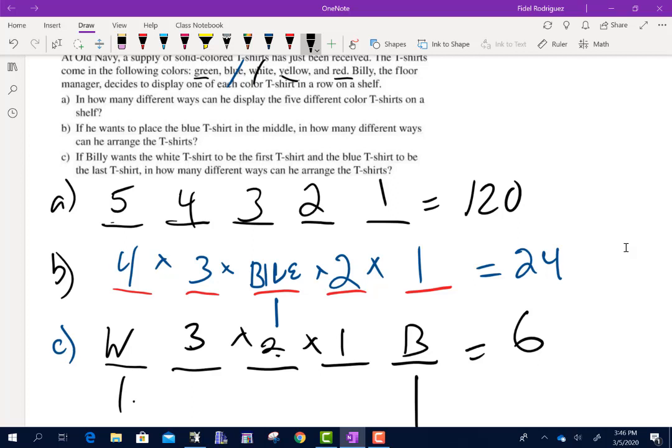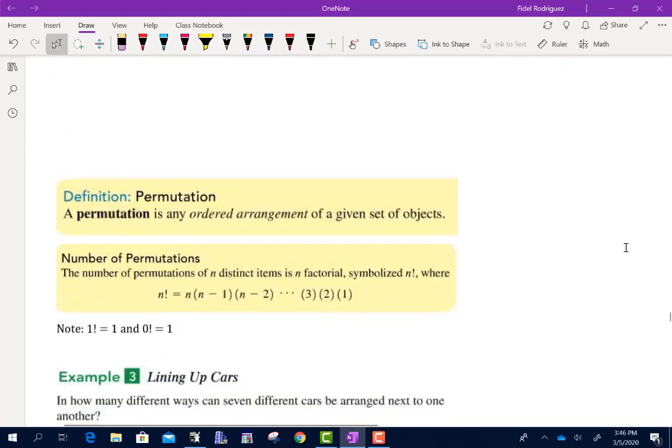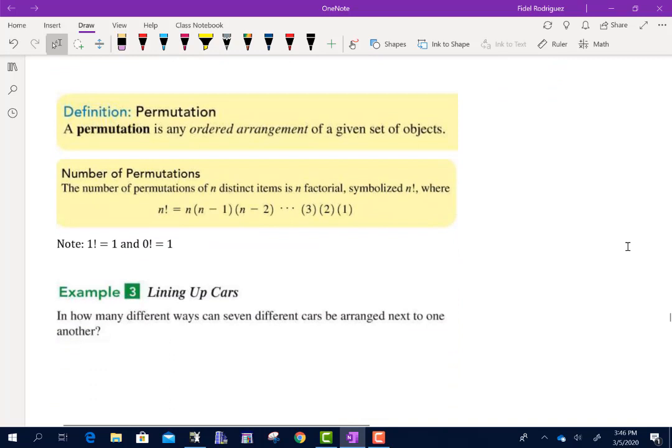Again, we're just trying to figure out how many ways you can do this. And so we're using this idea of permutations. Okay, so here we go. What is a permutation? A permutation is any ordered arrangement of a given set of objects. The number of permutations of n distinct items is called n factorial, symbolized by this.